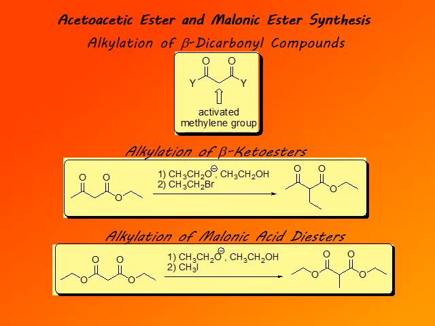And since deprotonation is quantitative, this is a very useful method for alkylation. The reason for it is, of course, the high acidity of dicarbonyl compounds. In this case, we have a methylene group, and that methylene group is activated by two neighboring carbonyl groups. That makes it very acidic. Those protons are very acidic.